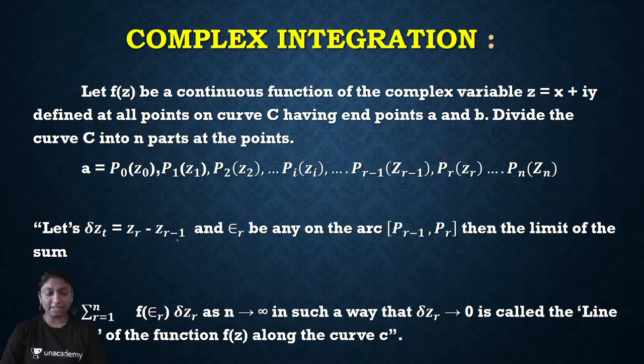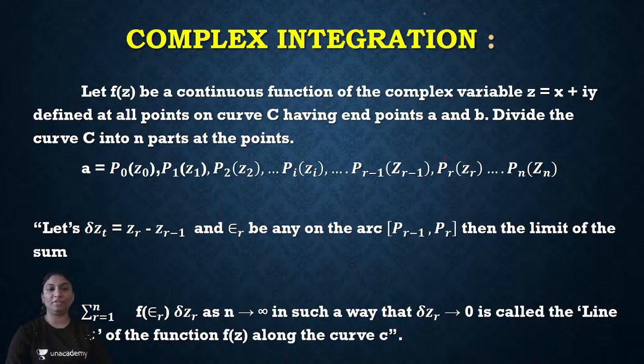Let delta z r is equal to z r minus 1, and let er be any point on the arc p r minus 1, p r. Then the limit of the summation r varying from 1 to n of f of er into delta z r as n tending to infinity, in such a way that delta z r tends to 0, is called the line integral of the function f of z along the curve C.